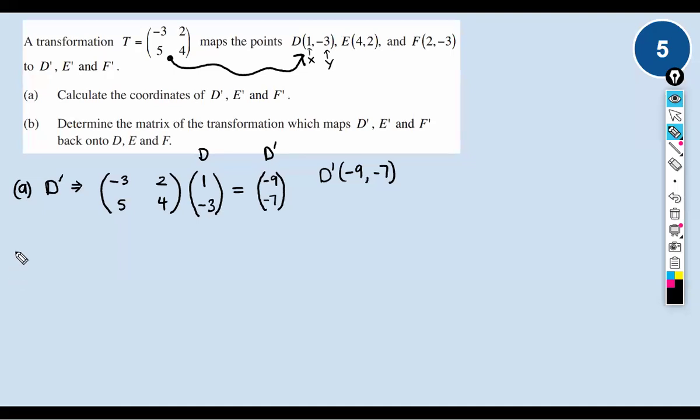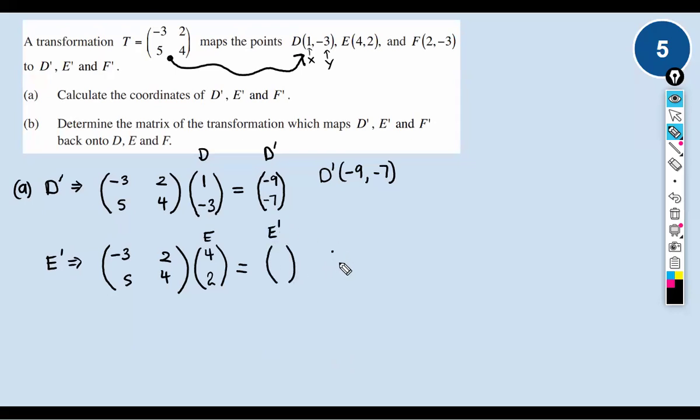You think you all can repeat this process? To find E prime, you take the same matrix they gave you, -3, 2, 5, 4, and multiply by which point? E. But you have to write it vertical. You put the 4 on top and the 2 underneath. When you multiply this matrix by E, you will get E prime. So get E prime for me there, and remember to write it back horizontal at the end of the day.